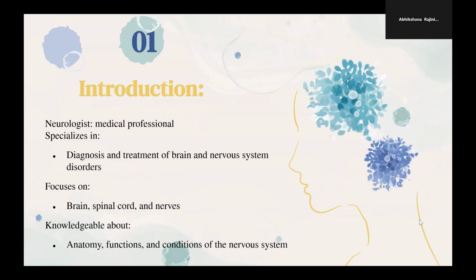So a neurologist is a medical professional specializing in the diagnosis, treatment, and management of disorders related to the brain and nervous system, which includes the brain, spinal cord, and nerves. They know the anatomy, function, and conditions that affect your nerves and nervous system. Next slide.